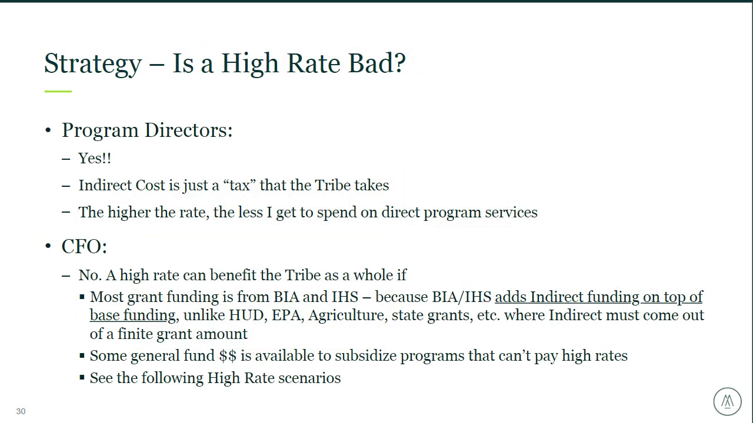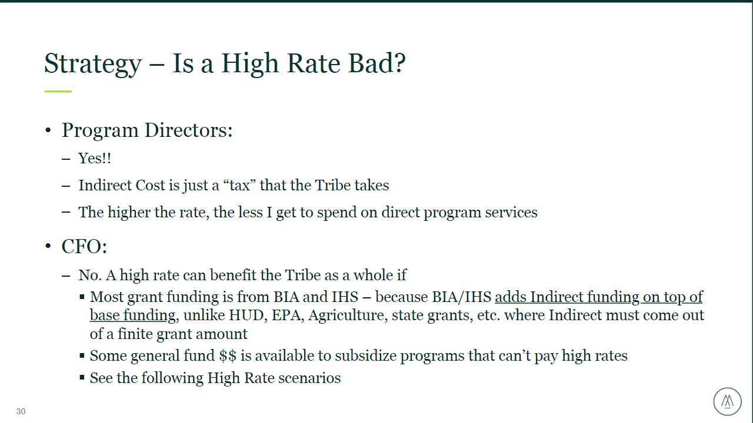So the question is, is a high rate bad? And program directors, non-638 program directors, will typically say yes. Indirect cost is just a tax that the tribe takes. The higher the rate they have, the less I get to spend on my direct program services. Like I showed you on the previous slide, that non-638 program only had $420,000 to spend on their program when they were probably really happy when they saw a grant of $600,000 coming in, but they actually only got $420,000 because $180,000 went to indirect costs.